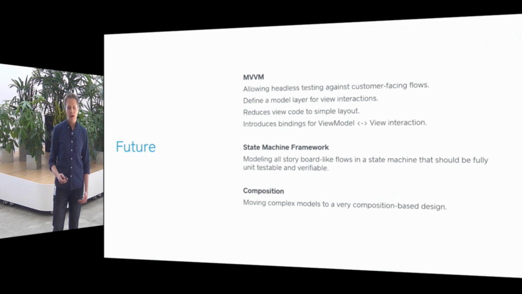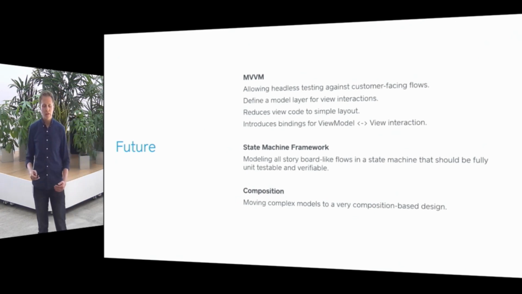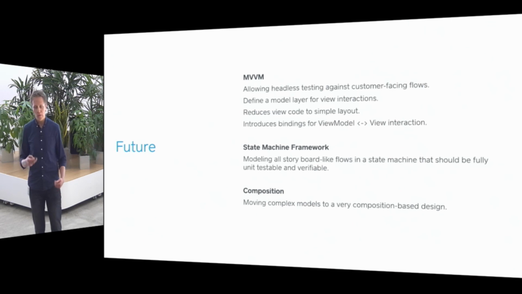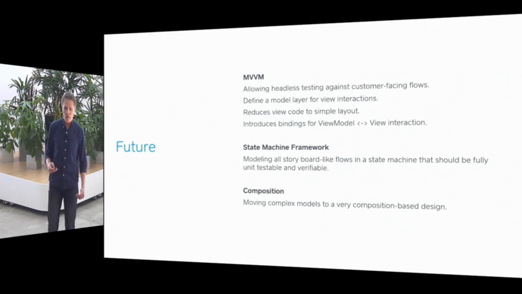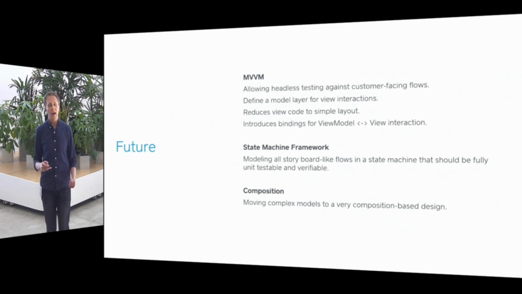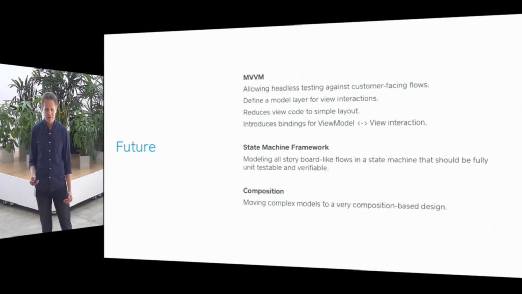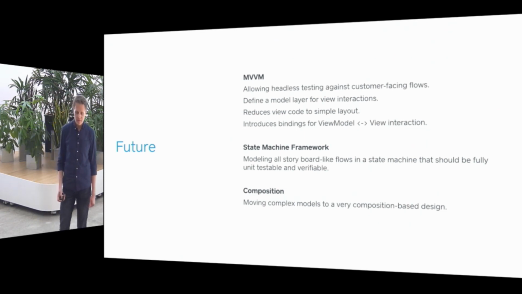Another thing that we're investigating is something we call the state machine framework, which essentially models all storyboard-like flows in a state machine that should be fully unit testable and verifiable. One thing that really sucks about storyboards is it's really hard to unit test and validate at compile time, or even test time, that all of the paths through them are valid. So this is one thing that we're trying to invest in with the state machine framework.